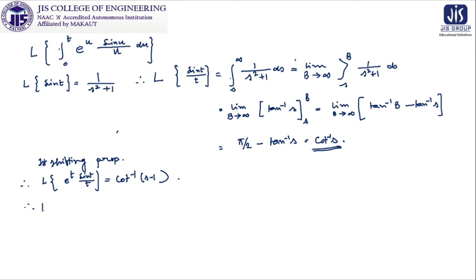So finally we can write the Laplace transform of integration 0 to t e to the power u sin u by u du. The property we have learned today is to divide the result by s, so it will be 1 by s cot inverse of s minus 1. So this will be our final result for this particular problem.